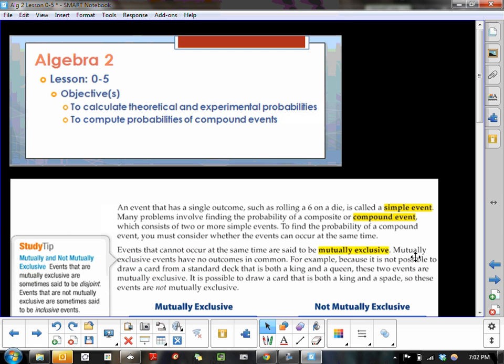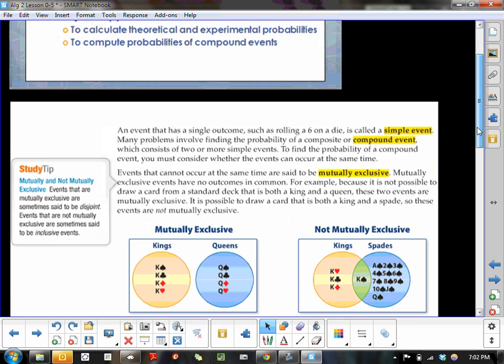Many problems involve finding the probability of a composite or compound event. The word compound triggers us to think about more than one event. A compound event consists of 2 or more simple events put together. We could ask not 2 things, but 3 things, and we can expand on that idea. To find the probability of a compound event, you must consider whether the events can occur at the same time. That's going to be a pretty important concept here. So we're going to have to reason whether or not these events can occur at the same time. That's where our thinking is going to have to come in.